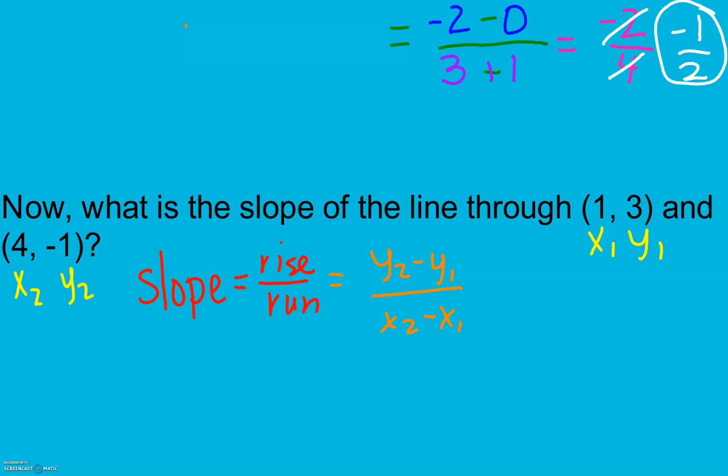Okay, we plug them in. My framework here is that I subtract in my numerator and subtract in my denominator, and I have negative 1 minus 3 over, since I used negative 1 first, I have got to use 4 first, minus 1. When I simplify here, I get negative 4 over 3, and that does not reduce, so negative 4/3 is my slope. And I'll finish in another video.